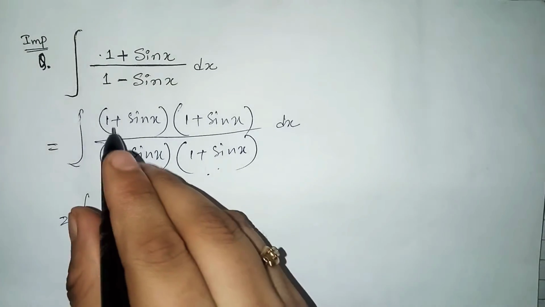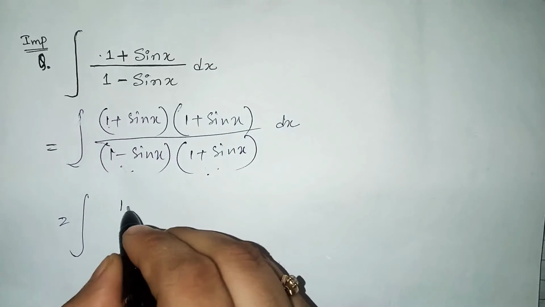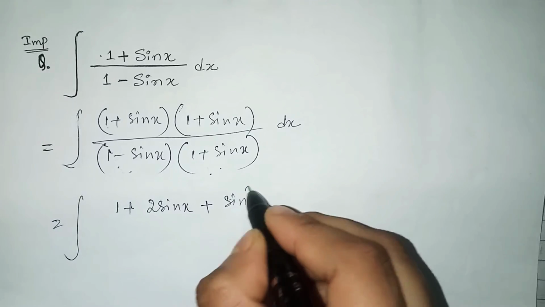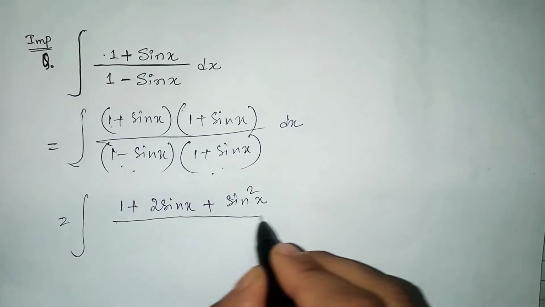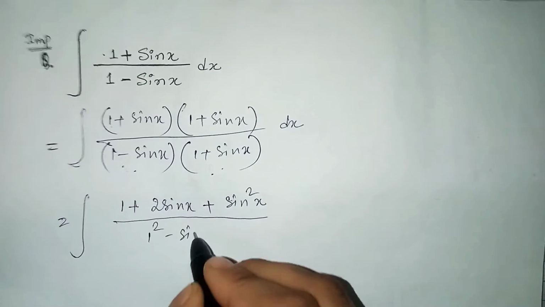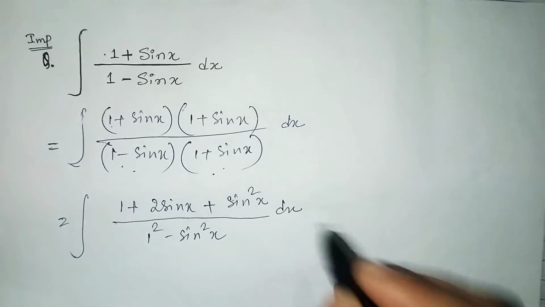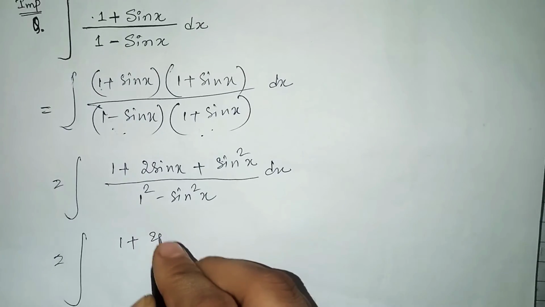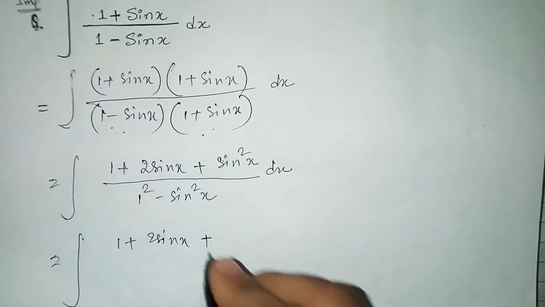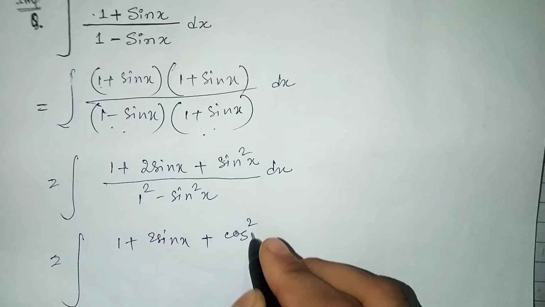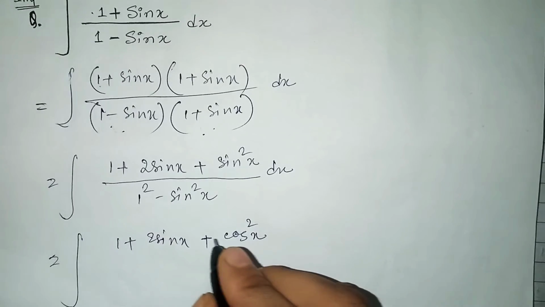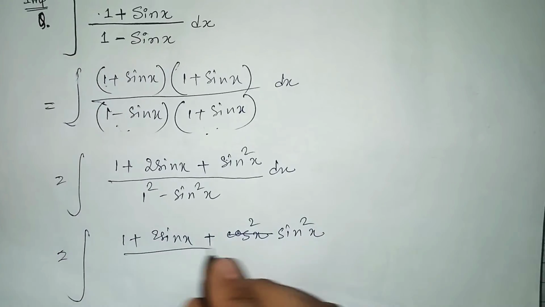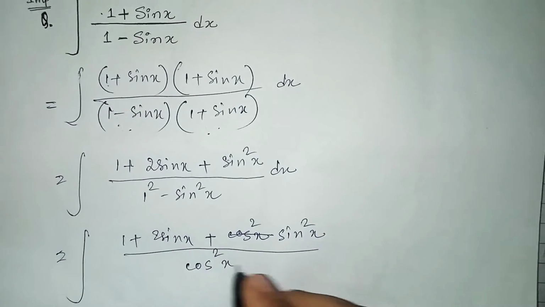Then the upper one, (1 plus sin x) whole square, means 1 plus 2 sin x plus sin square x. And the denominator becomes 1 square minus sin square x, which is cos square x. And now we have 1 plus 2 sin x plus sin square x, divided by cos square x.